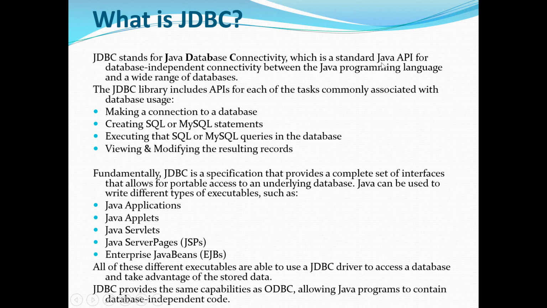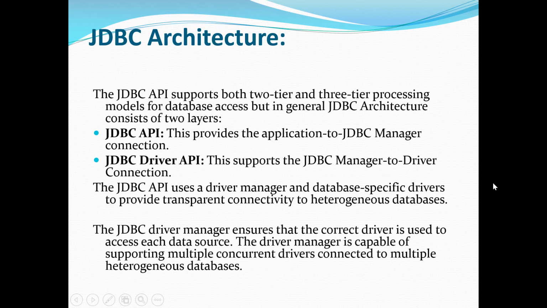So that is the point we need to remember. Now let us see what is the architecture of JDBC. It supports both two-tier and three-tier architecture models for database access. In general, JDBC architecture consists of two layers. What are the two layers? JDBC API and then JDBC driver API. These are the two layers that you can find in JDBC architecture.